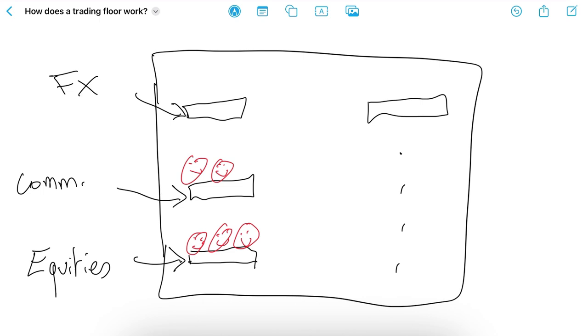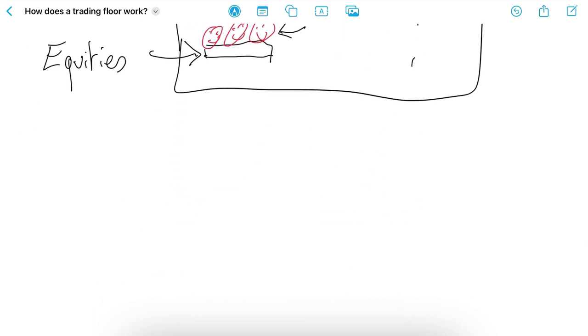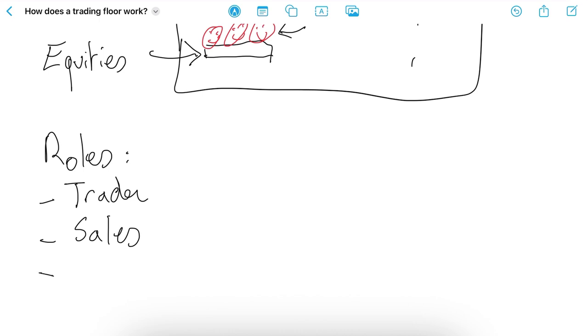Now you might be wondering who these people are that sit at those desks. So these can be of different roles. You are gonna have mainly, let's say, four roles. So roles would be trader. So at those desks, you're gonna have some traders that are gonna sit there. You're also gonna have salespeople. Then you're also gonna have what are called structurers. And finally, you have quants and IT.